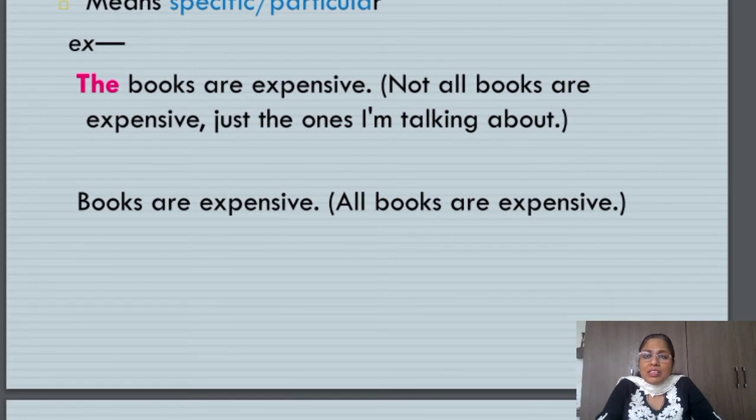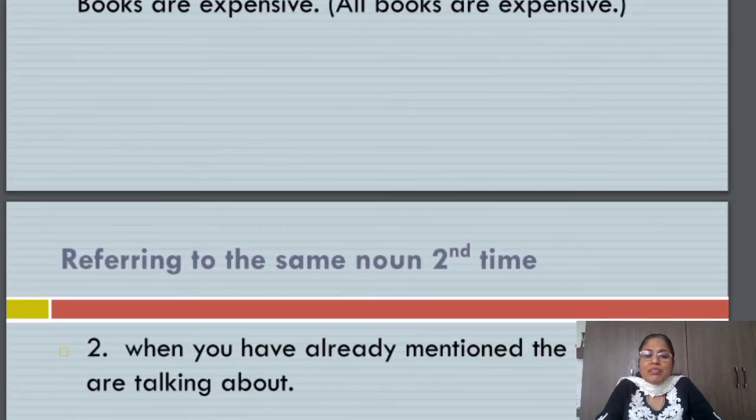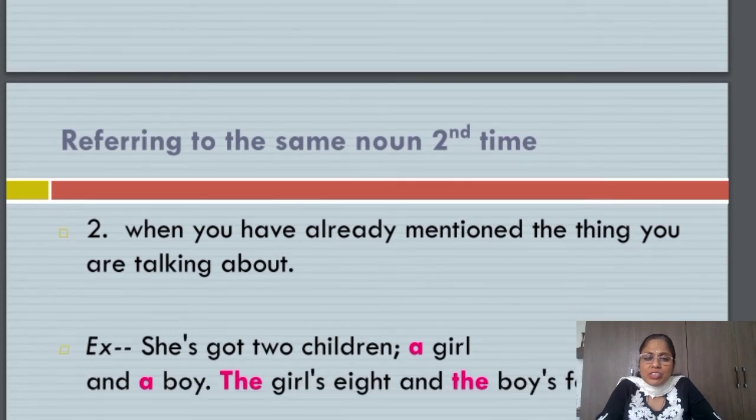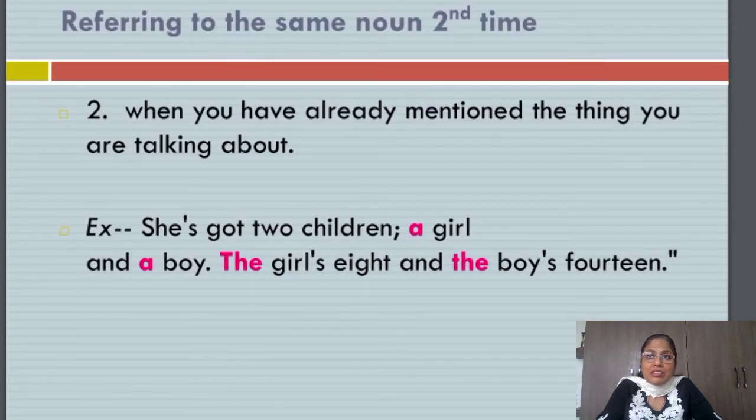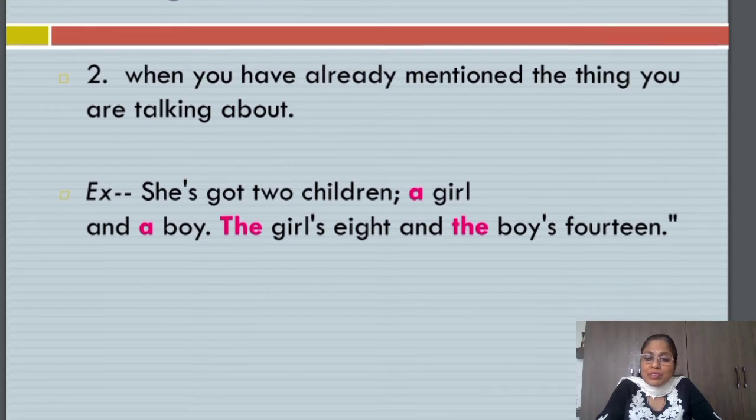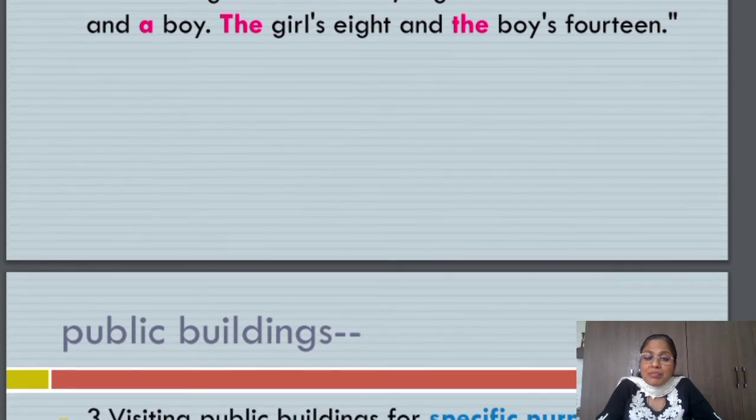If I am writing a paragraph or a story and I have introduced a person or a creature and I make a mention or a reference to that same person or creature once again, then I make use of the. For example, she's got 2 children, a girl and a boy. I have introduced the children, a girl and a boy. But the girl is 8 and the boy is 14. In the second instance, I am referring to the girl and the boy in particular. They are the specific ones.